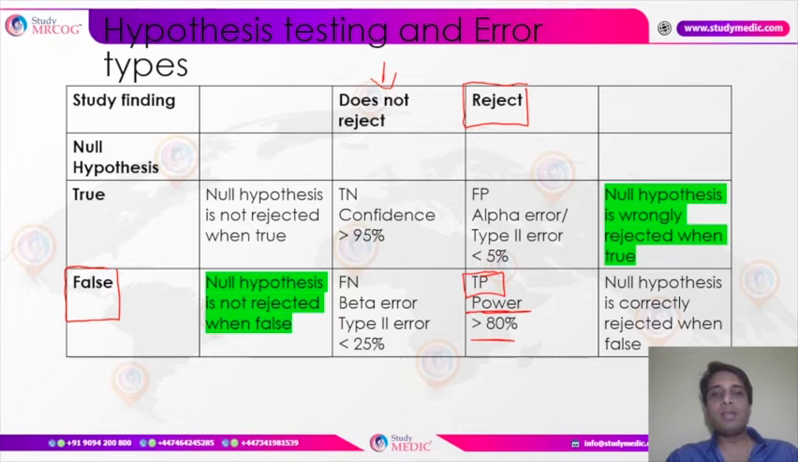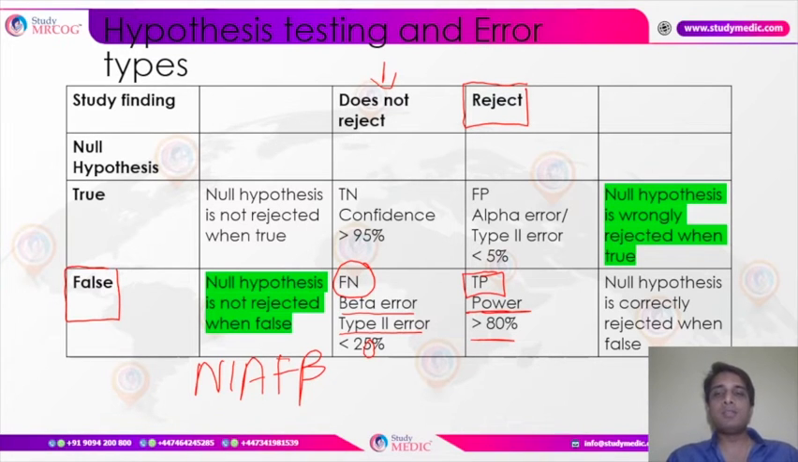Then we are concluding that there is no difference in hemoglobin between males and females. That is a false negative report we are giving. That is called the beta error or type 2 error. The minimum acceptable beta error should be less than 20%. So here, null hypothesis not rejected when false is beta error.